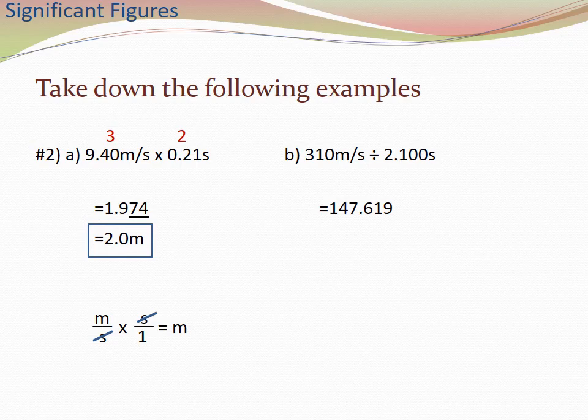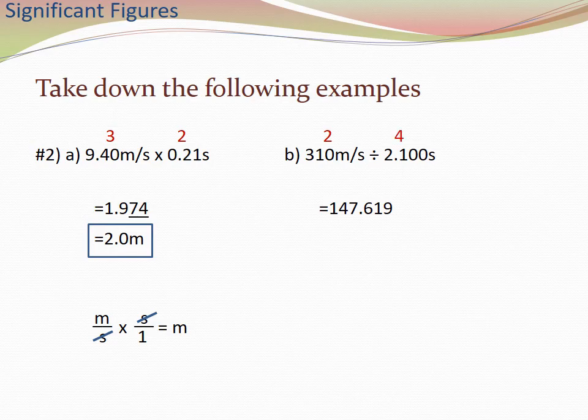In example B, I've got 310 meters per second. 310, there is no decimal, so that means that number only has 2 significant figures. It is being divided by 2.100. Both those zeros are significant at the end of the number because there is a decimal. So 2.100 has 4 significant figures.